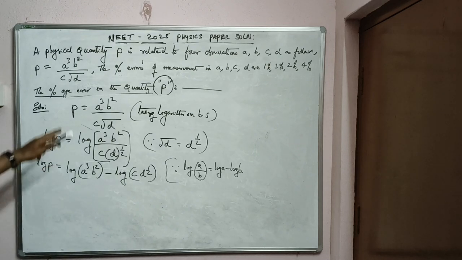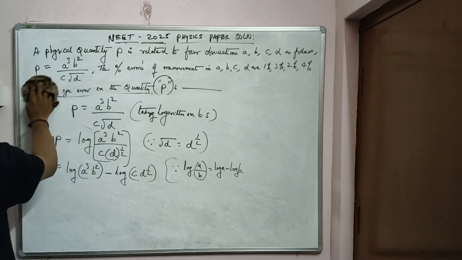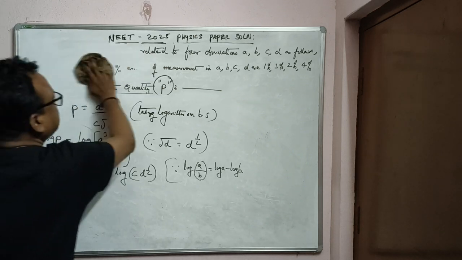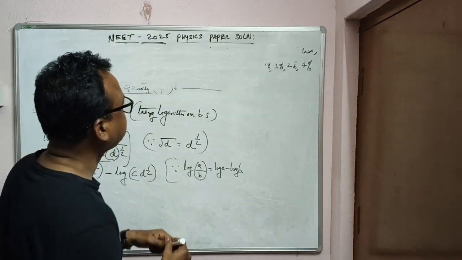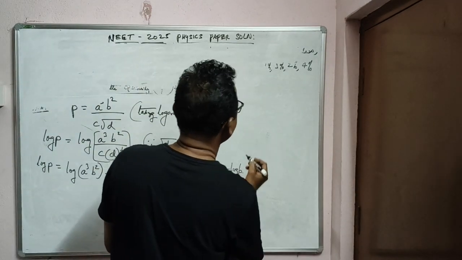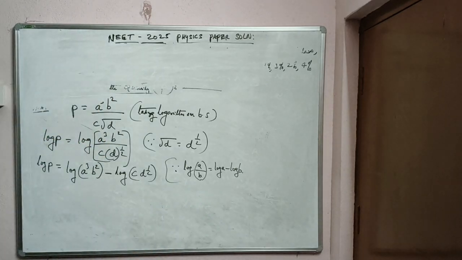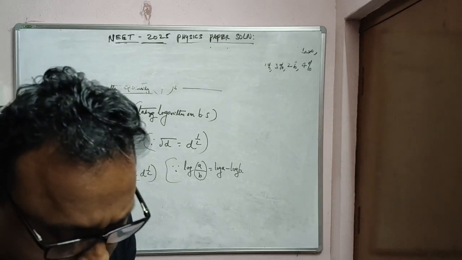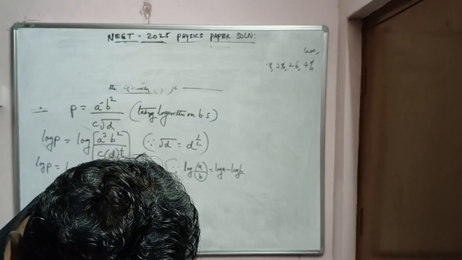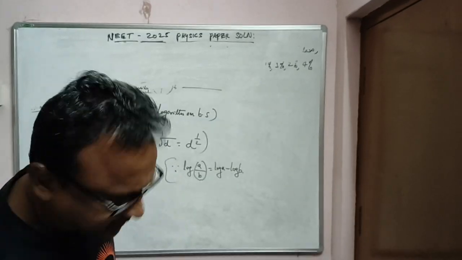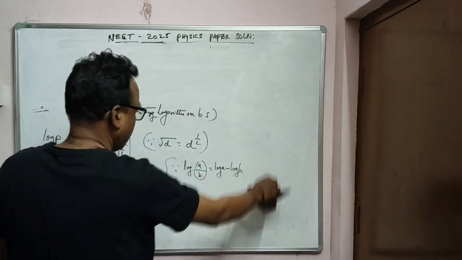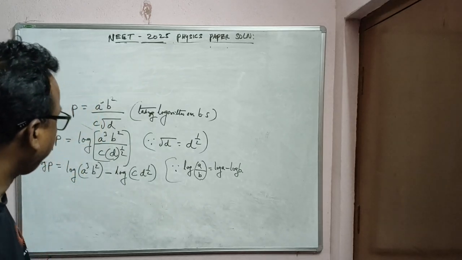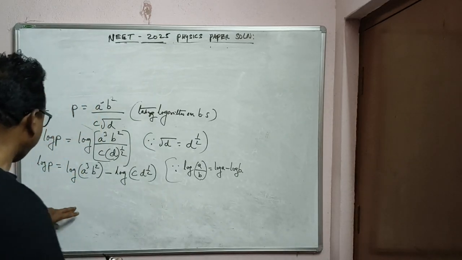I am rubbing this. Can I rub the upper portion? Okay. I'll write here, or otherwise I have the question here. Anyway, I have the question here: 1%, 2%, 3%, 4%. I am rubbing this one. Clear? Okay. Now, can I write here?